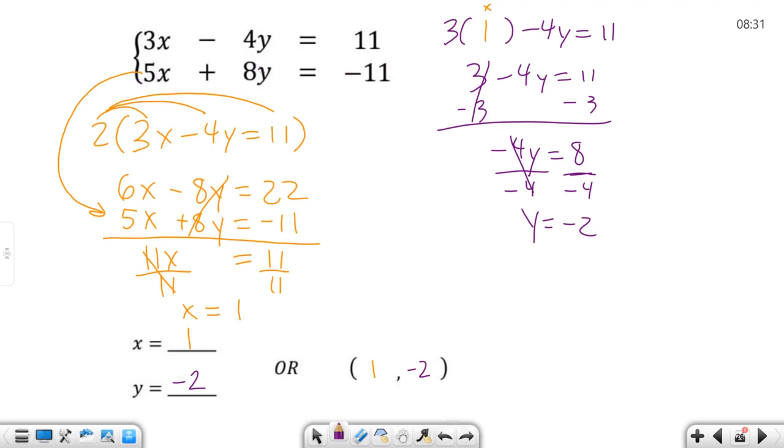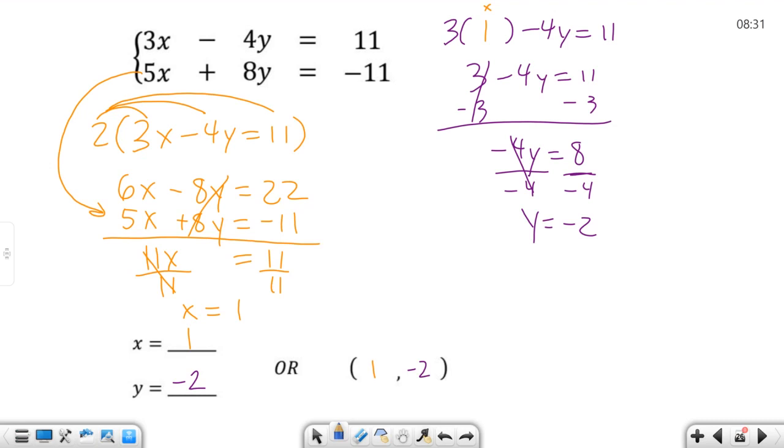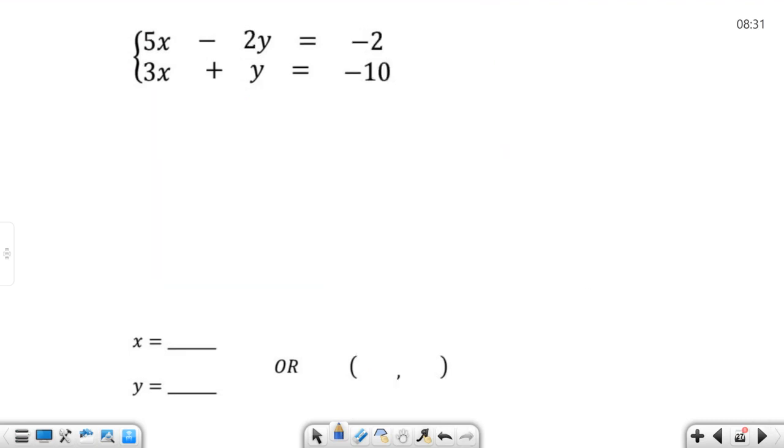So I went through there, and I know I wrote all over it, but I'm going to take that off. So it checks out, so that works out there, and that is the correct answer, 1 comma negative 2.